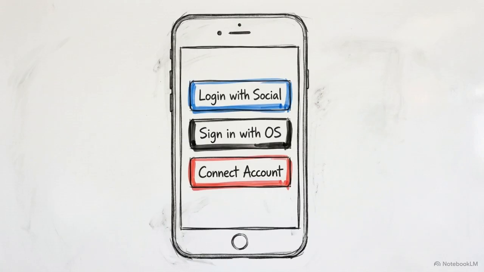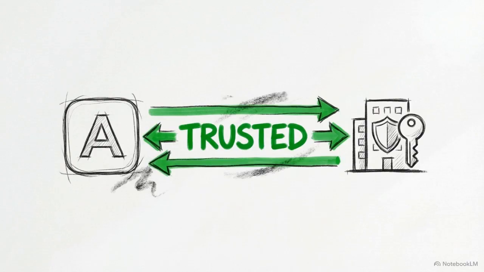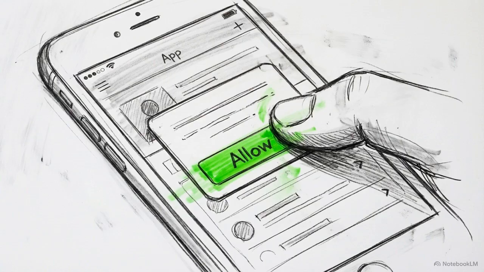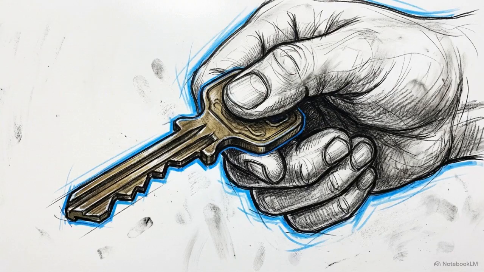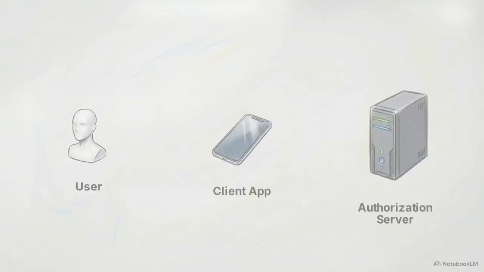OAuth is the framework behind Login with Google or Sign in with Apple. It acts as a trusted intermediary between your app and a major identity provider. It uses delegated access, which allows a user to grant your app permission to access their profile data without the user ever having to share their actual password with you. This flow is more involved.